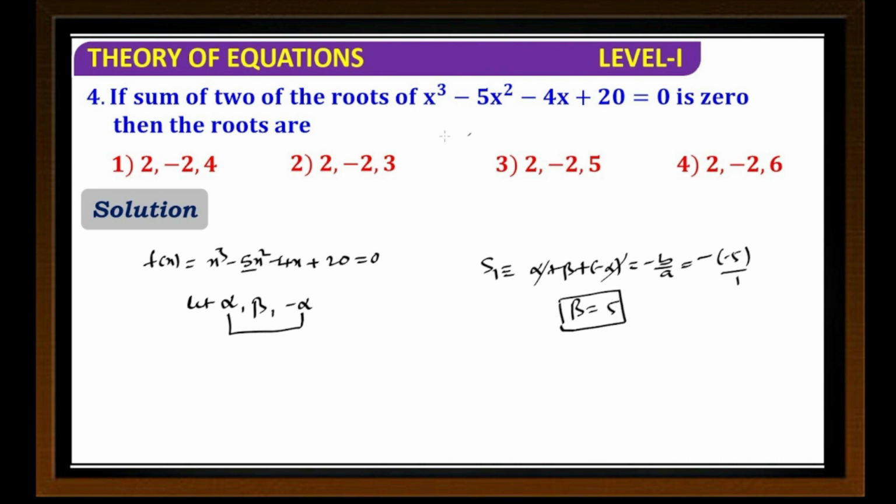Now we have to find the roots. So if you substitute the value of beta, see here, the sum of the roots is 0. We have S1 equals alpha plus beta minus gamma equals 0. The beta value is 5. Now from the options, where beta value is 5, only the third option is there. So 2 and minus 2 get cancelled, so this one is 5.